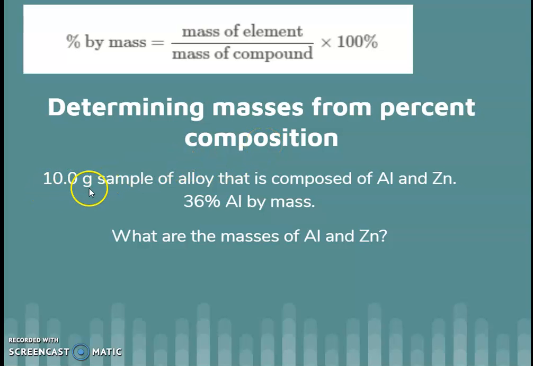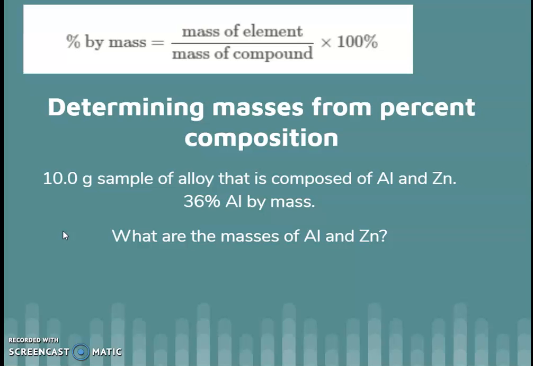If you have a 10-gram sample of an alloy, so this is the total, that is composed of aluminum and zinc, and we know that this alloy is 36% aluminum by mass, we now want to figure out what the masses of aluminum and zinc are in this 10-gram sample. Here's where I want you to pause the video for a second, think about this equation and see if you can come up with the answer.